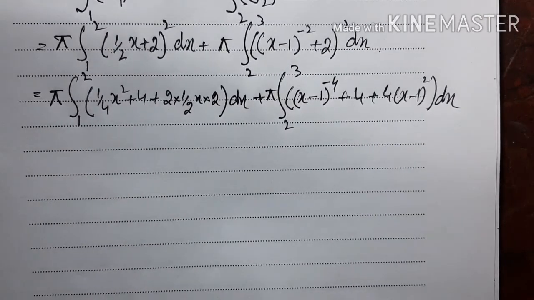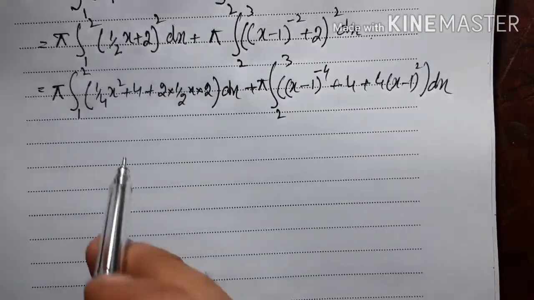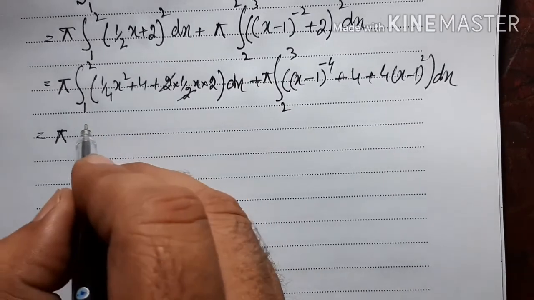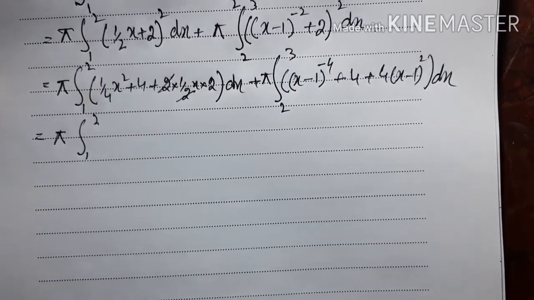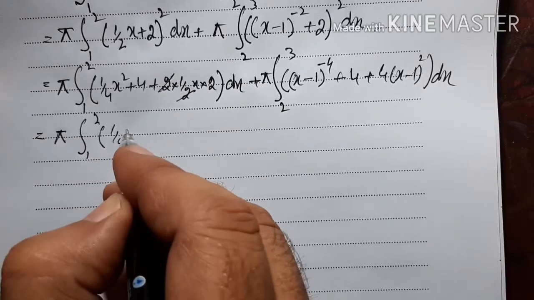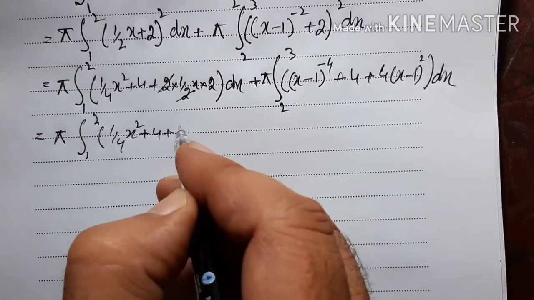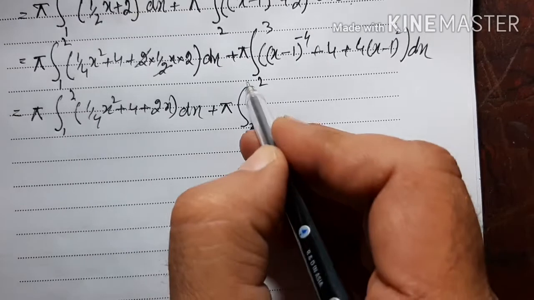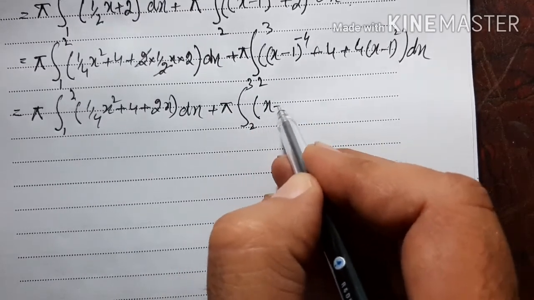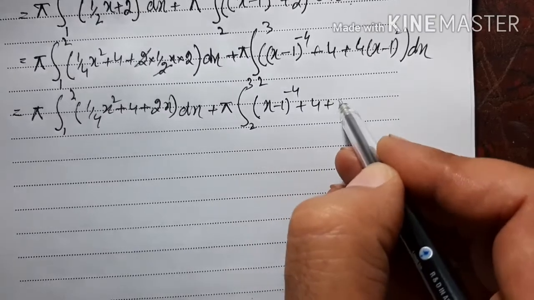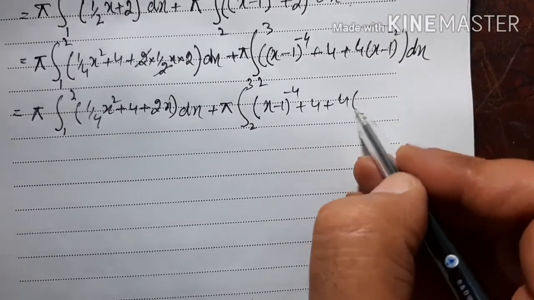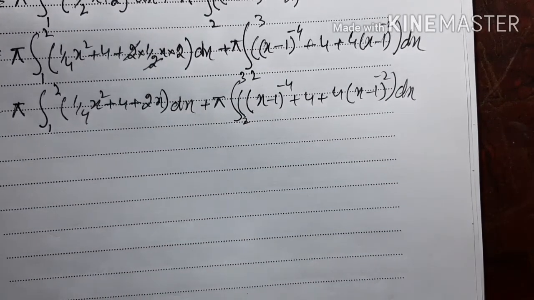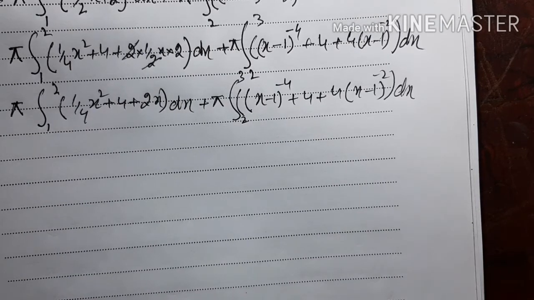Okay, now this will be cancelled with this, so this will become π ∫ from 1 to 2 of (1/4 x² + 4 + 2x) dx plus π ∫ from 2 to 3 of ((x − 1)^(−4) + 4 + 4(x − 1)^(−2)) dx. Okay, so now I'll integrate.